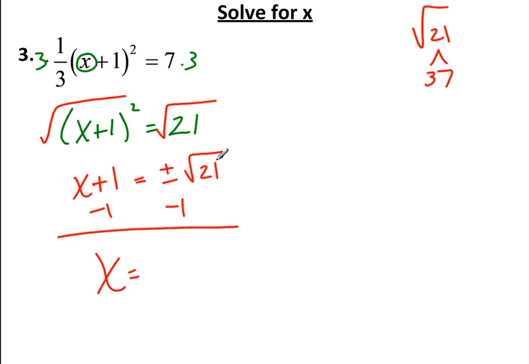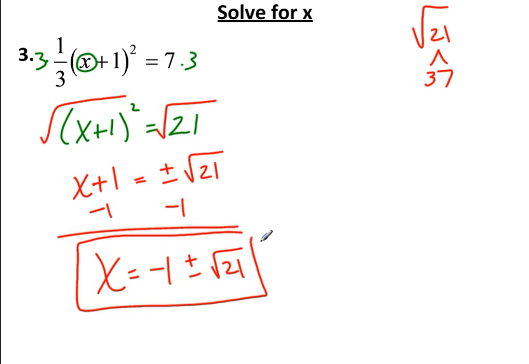These are not like terms. I can't combine them because they don't have the same radical, which is our radical 21. So I will write this first. We typically put the plus or minus in between the two. And then this would be my solution. X equals negative 1 plus or minus the square root of 21.